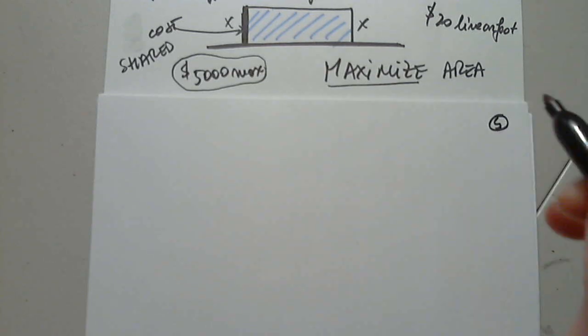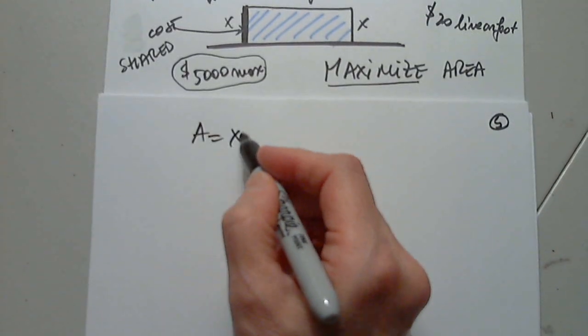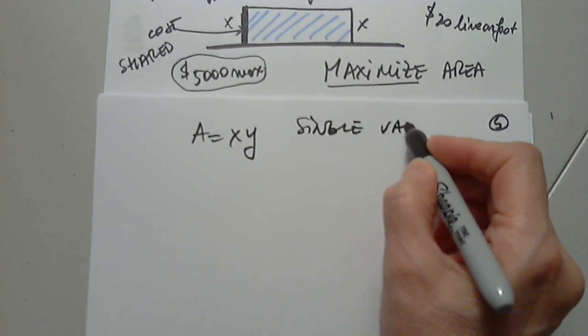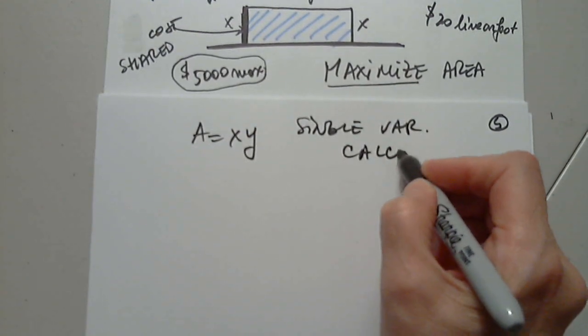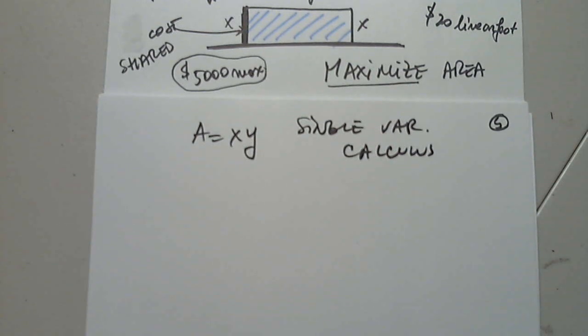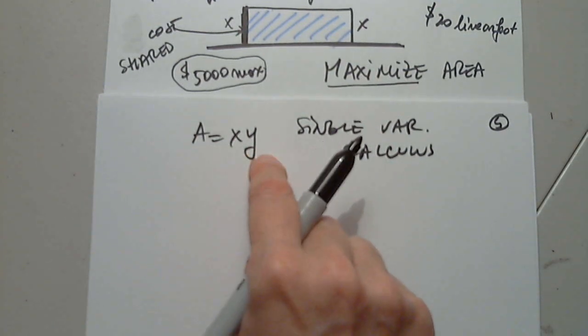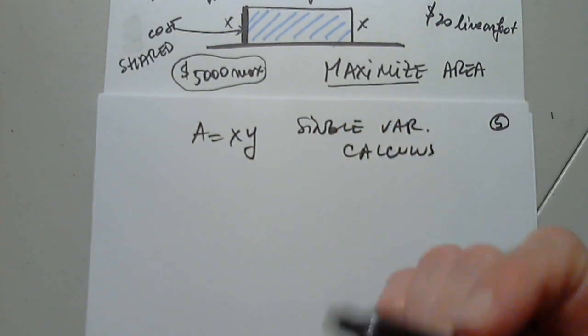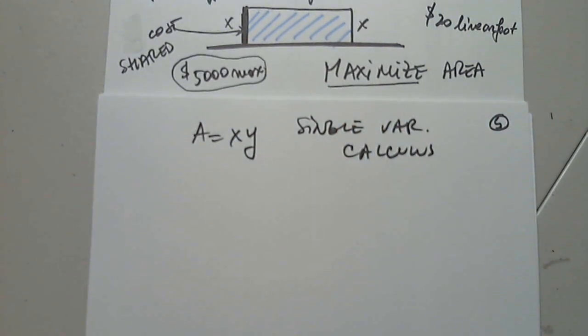So this is my page 5. So I have A equals x times y, and of course we have single variable calculus. So we have to get rid of one of these functions, and then one of these variables, and then I will say it's A of x or A of y. It doesn't matter which one.